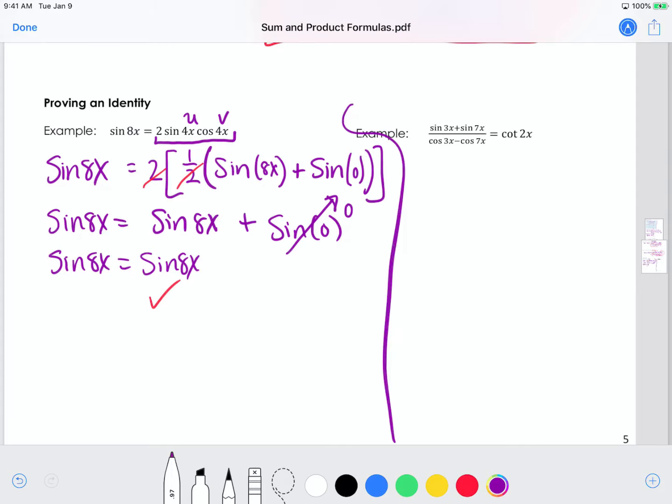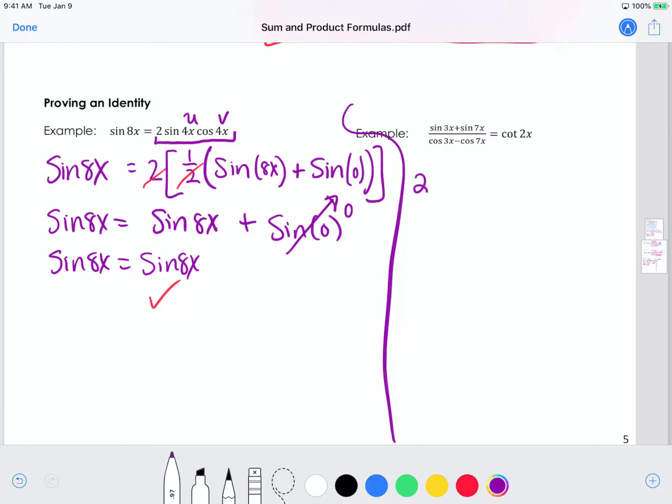Okay, in the second identity, we've got to show that sine 3x plus sine 7x divided by cosine 3x minus cosine 7x is equal to cotangent 2x. So I'm going to rewrite the numerator and the denominator using my sum to product formulas. I'm going to rewrite sine 3x plus sine of 7x as a product, and then I'm going to rewrite cosine 3x minus cosine 7x as a product.